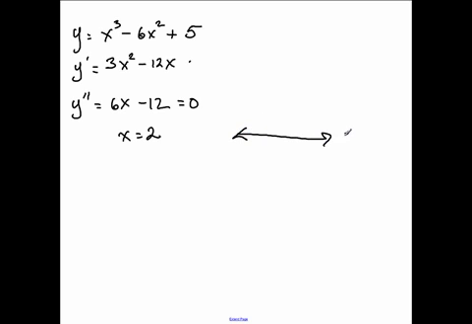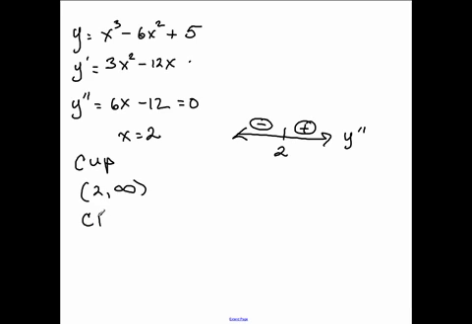So we do our second derivative number line, labeling carefully. Okay, and we have the 2 here. And so we do a little test. We take 0 and plug it in. Obviously, if I plug 0 in here, I am negative. Okay, and if I plug 3 in here, I am positive. So that tells me I'm concave up from 2 to infinity, and concave down from negative infinity to 2. All right?